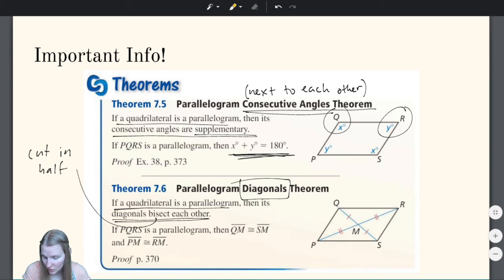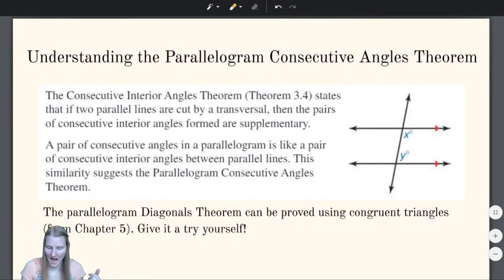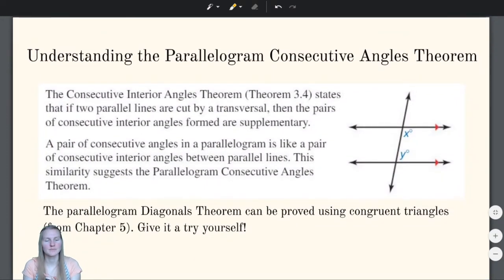If QS is 3, that must mean that RS is 3. Whatever we have on one side of where the diagonals cross, it is the same on the other side. So if PM is 12, RM is 12. Okay, awesome. Let's take a little bit deeper of a look at these theorems.